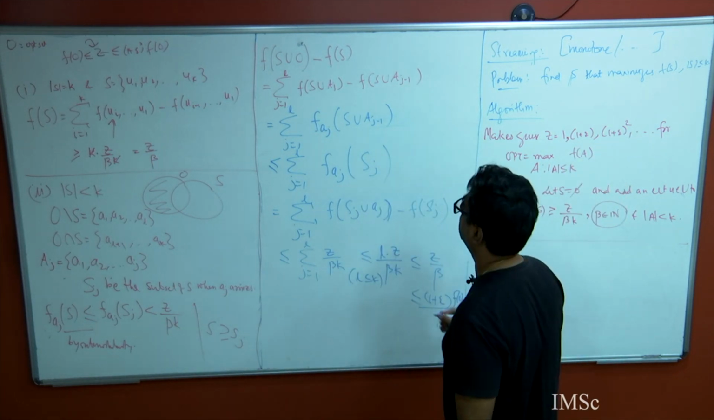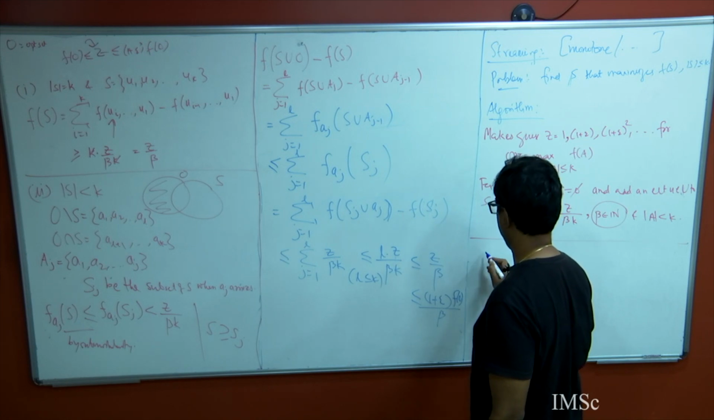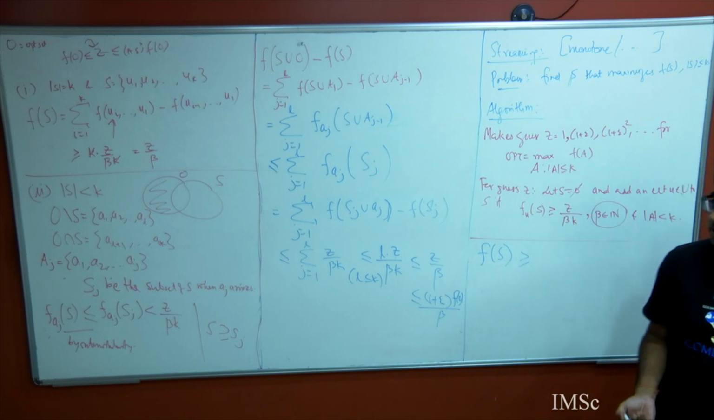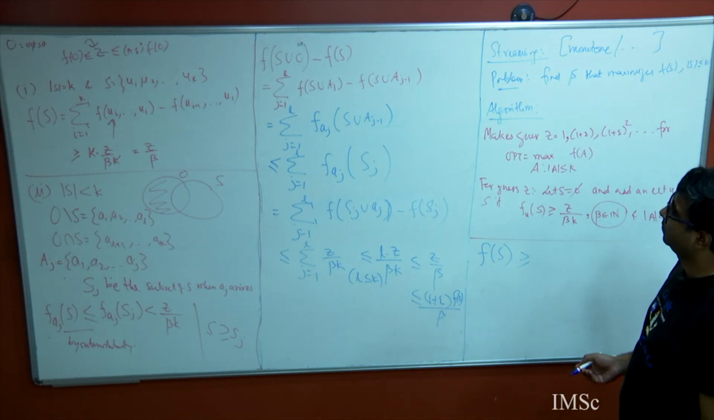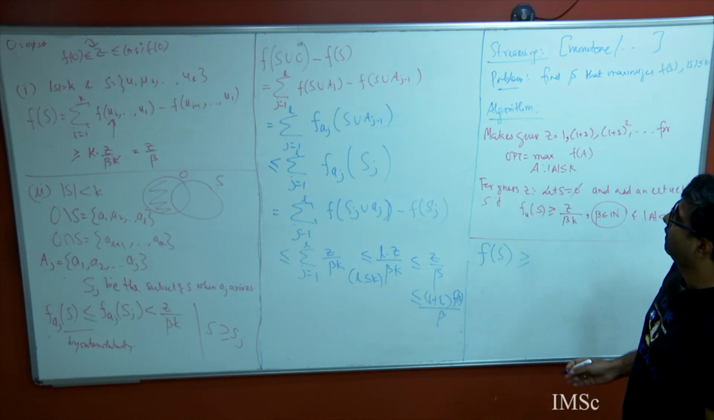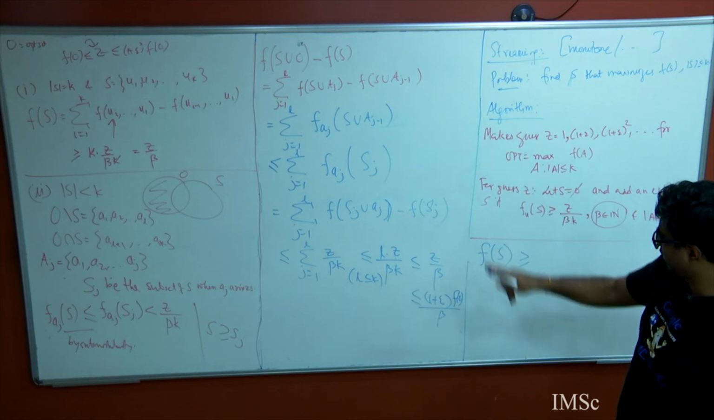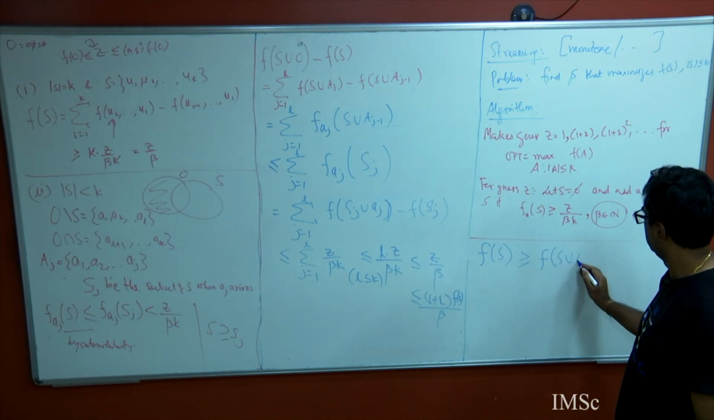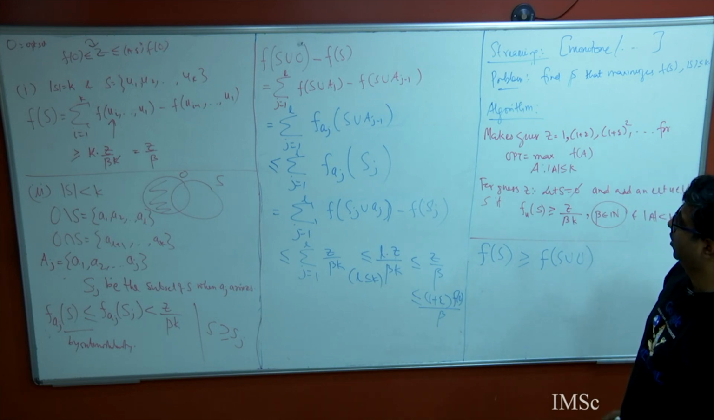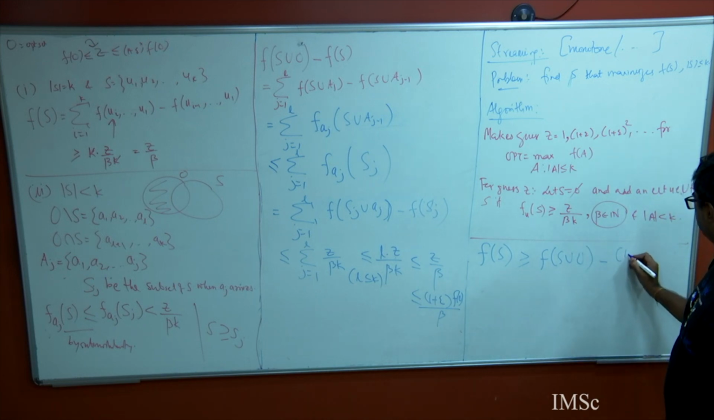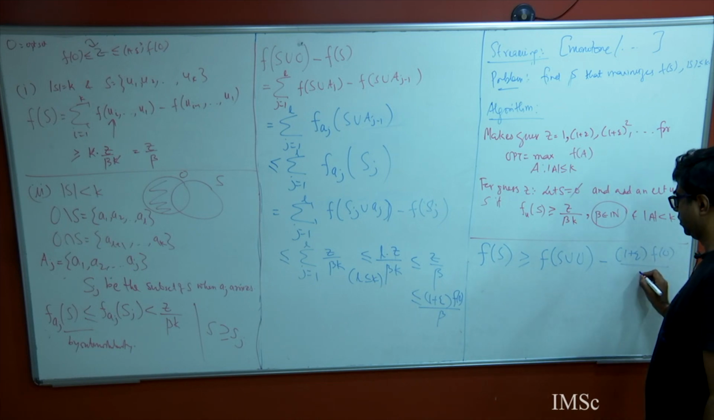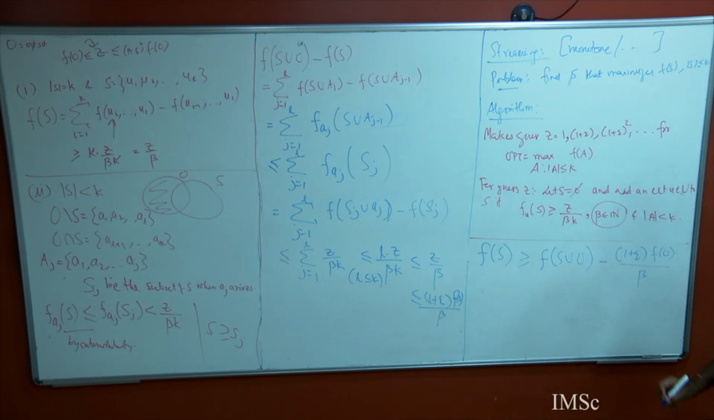Okay. So now let's write it down. What is f of s? f of s, because this is what we want, right, is greater than or equal to, I take these two inequalities, f of s union o minus 1 plus epsilon times f of o by beta. Agreed?